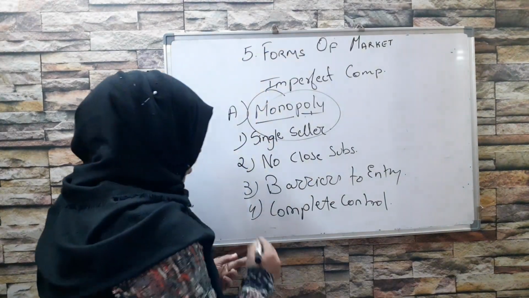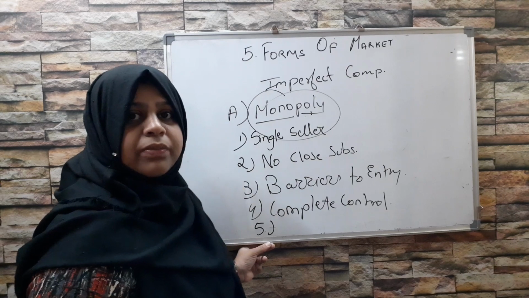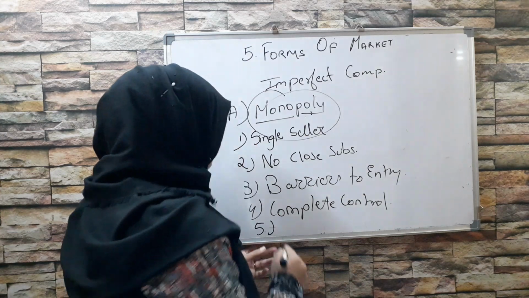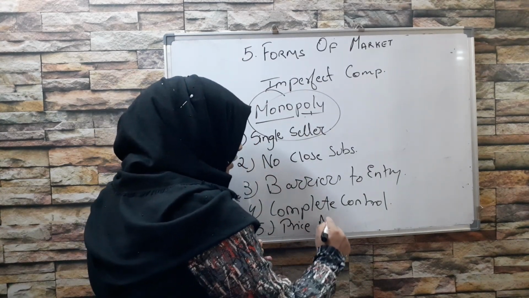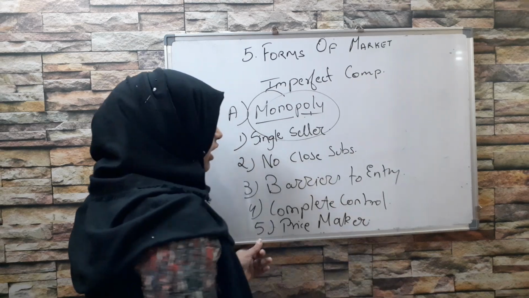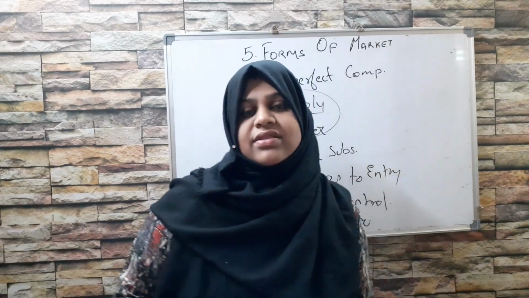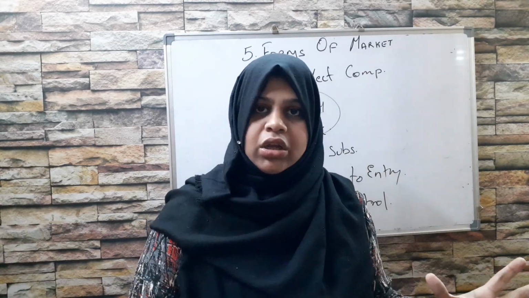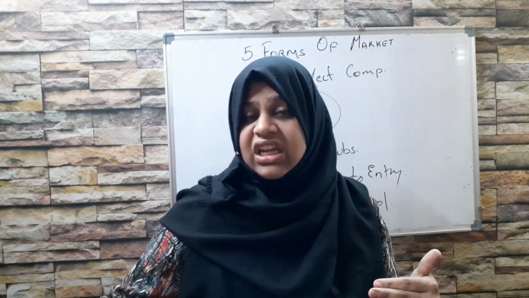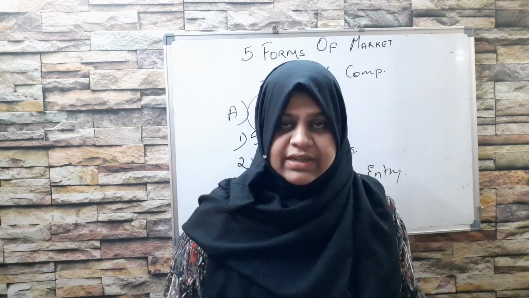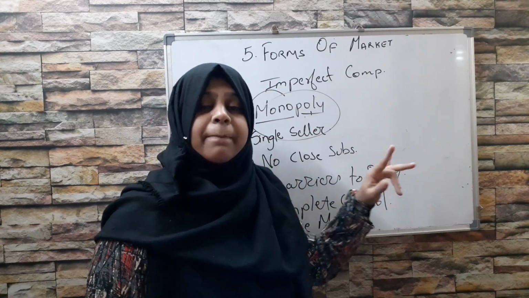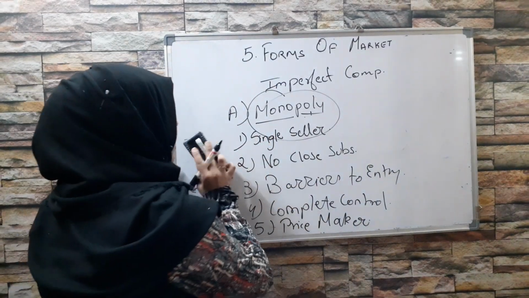The next point is very important from the point of view of the question: agree, disagree. Price maker. Now they can ask you a question: the monopolist is a price maker, do you agree or disagree? Of course you agree that he is a price maker, and then you have to write down your reasons. Now what are these reasons? And there is something known as price taker that we are going to study right now.